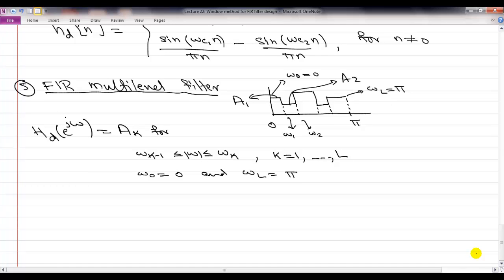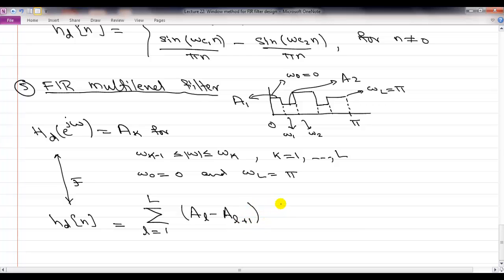So if this is the filter that you are interested in, then if you take its inverse Fourier transform, you get h_d[n], which is simply equal to the sum over l from 1 to capital L of (A_l minus A_{l+1}) sine of omega_l n over pi n, for n from minus infinity to infinity.